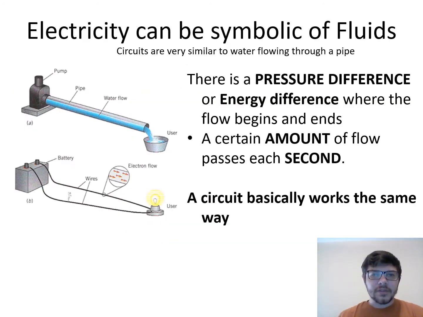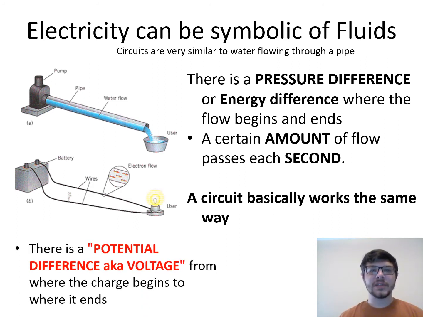All right, so electricity can be symbolic of fluids, very similar, that there is a pressure difference between the beginning and the end of a system, and you can measure the amount of flow that passes per second. And circuitry basically works the same way. And you can measure this pressure difference or potential difference for circuitry as voltage, where the charge begins and ends.